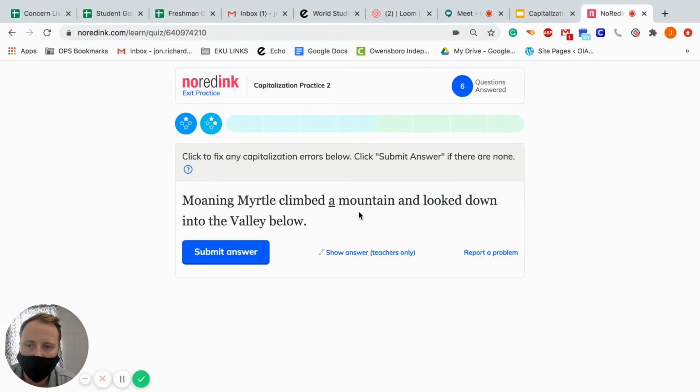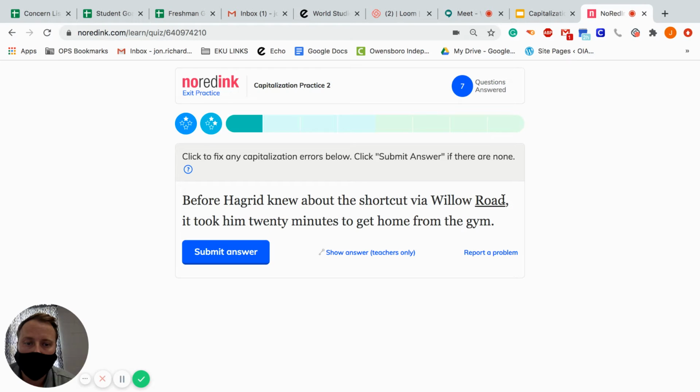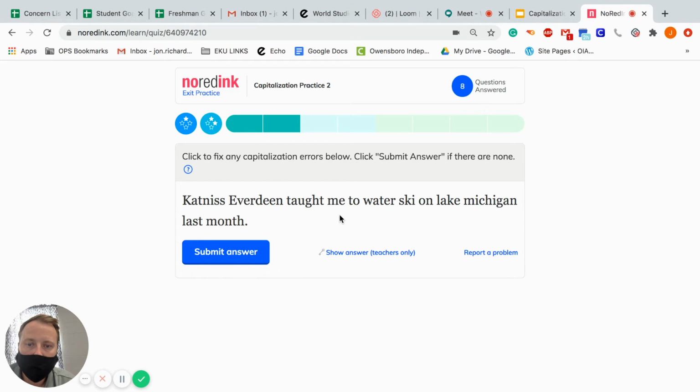If not, we don't. So, look down into the valley below. It's not Death Valley. It's not the name of the valley, so we don't capitalize it. Or Hagrid knew about the shortcut via Willow Road. Willow Road is the name of the road, so we capitalize it. 8 minutes in the gym. Katniss Everdeen taught me to water ski on Lake Michigan. Lake Michigan is the name of the lake, so we capitalize Lake and Michigan.